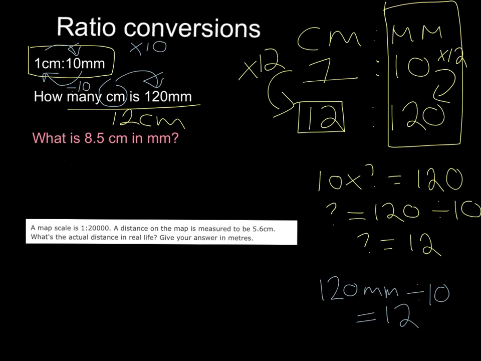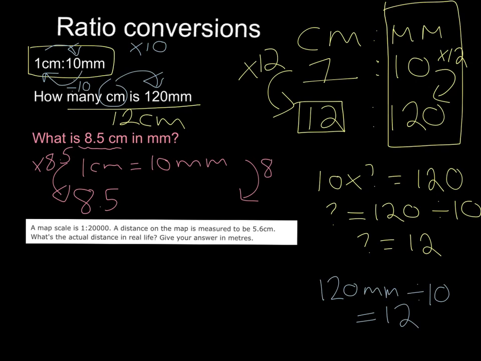Have a look at question 2. We want to do 8.5 centimetres to millimetres. Same facts. 1 centimetre is 10 millimetres. And we want to change 8.5. So this time the 8.5 is going under the centimetres into millimetres. 1 times something gets us 8.5. If we think about it, 1 times 8 would be 8. So to get to 8.5, you'd have to times by 8.5.